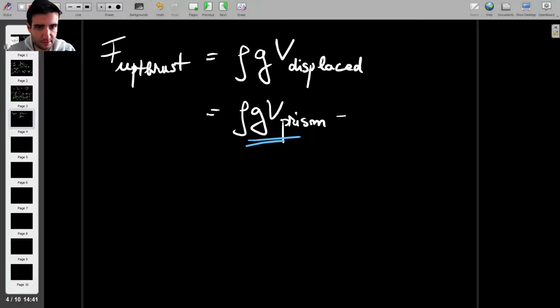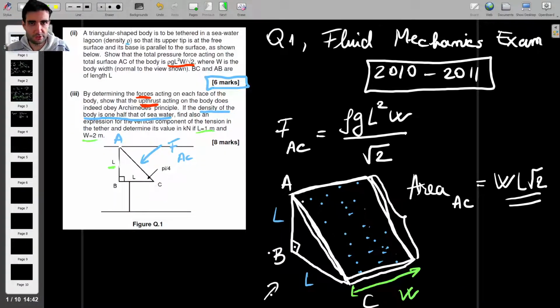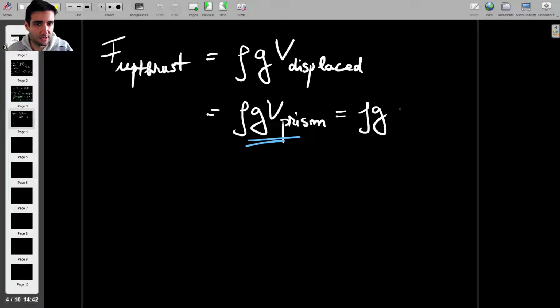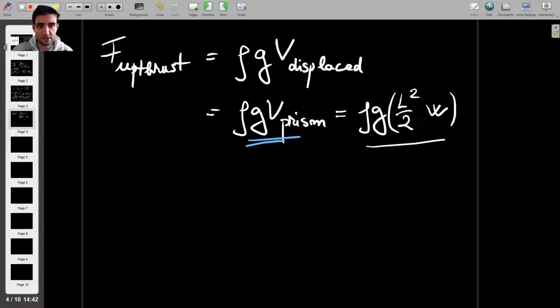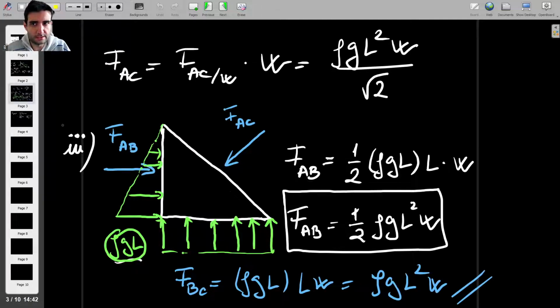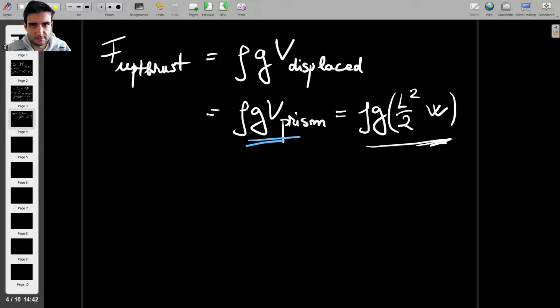So let's actually expand this a bit further. This is going to be rho times g. Now the volume of the prism is the volume of this shape right here, which is pretty easy to figure out. It's the area of this triangle multiplied by W. The area of that triangle is just half base times height, so it's L squared over 2 multiplied by W, which gives you the volume. So the whole thing gives you the force, the upthrust. Let's see how those three forces combined will give us this.